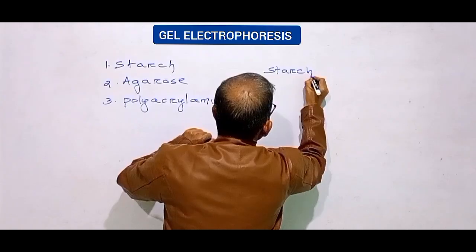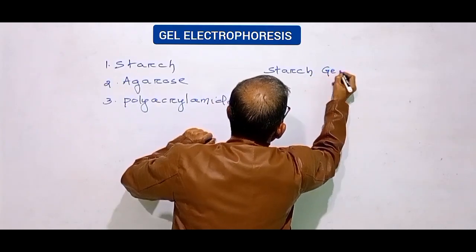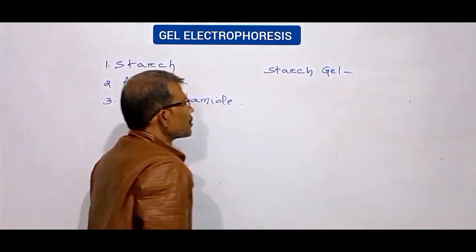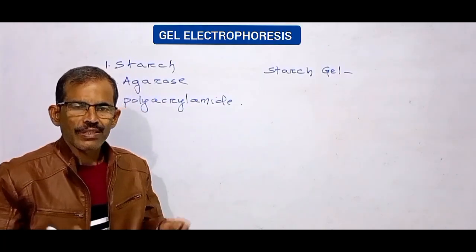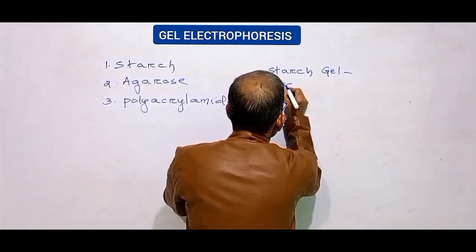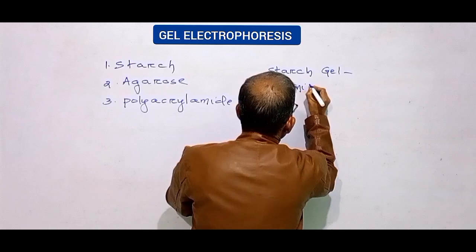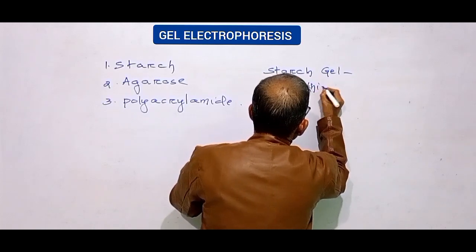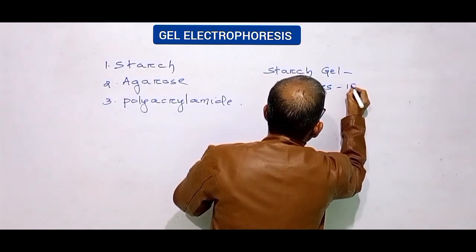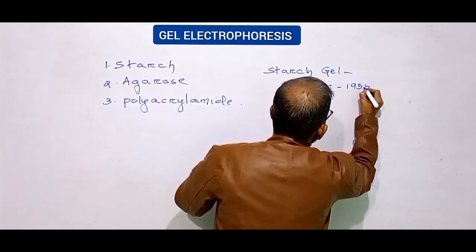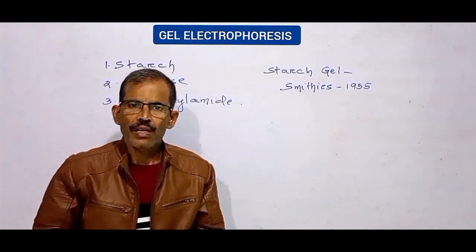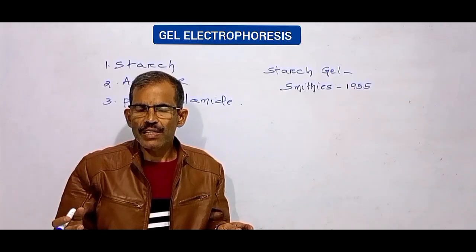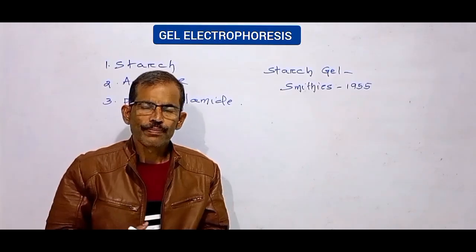First one is starch gel. The use of starch as the stabilizing medium was introduced by Smithies in 1955. One of the major drawbacks of starch gel is that the pore size cannot be controlled.